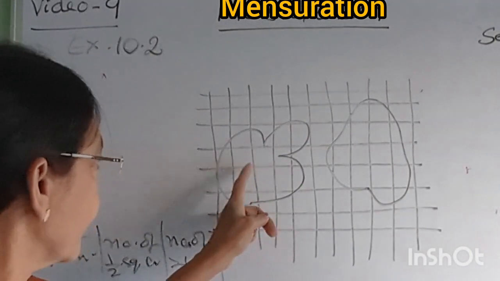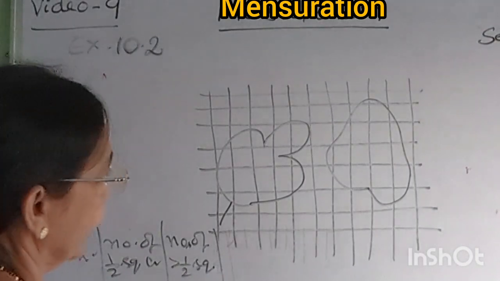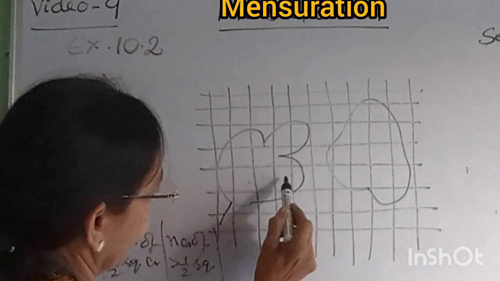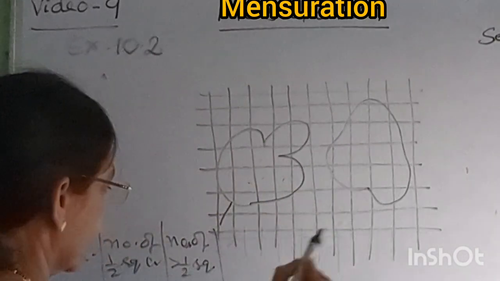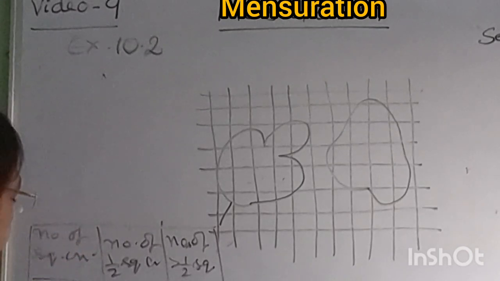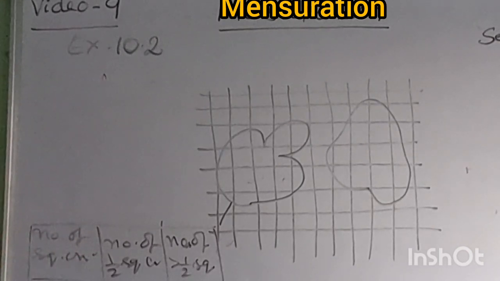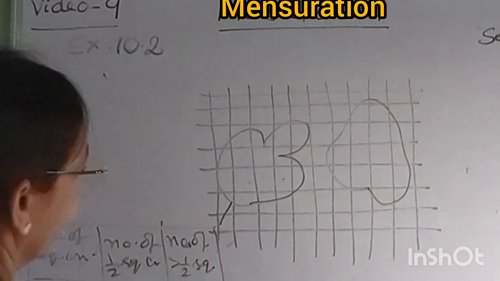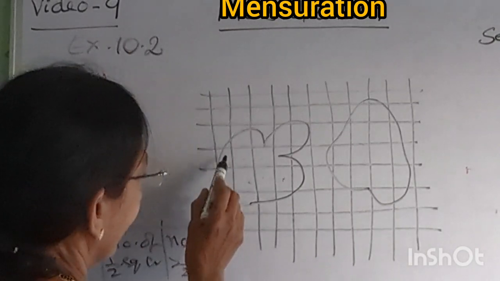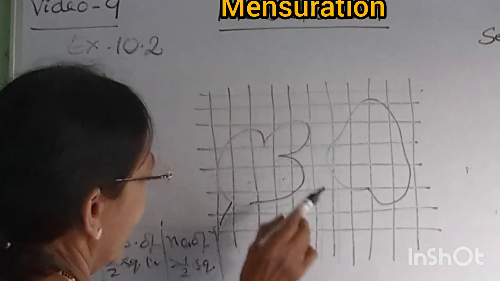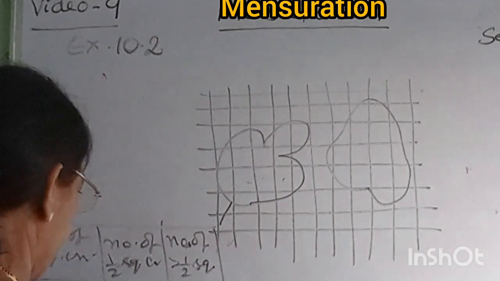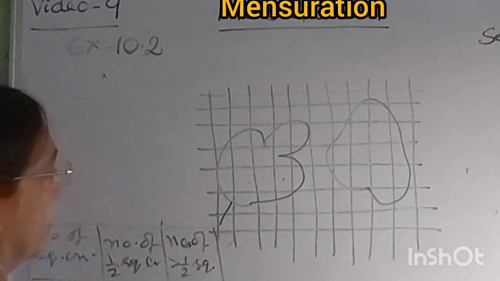So in this figure we will see how many full square centimeters there are. 1, 2, 3, 4, 5. 5 full square centimeters are there. So we will fill this table with 5. Next, half square centimeters. There are no exact half square centimeters. Therefore, we will put a dash.